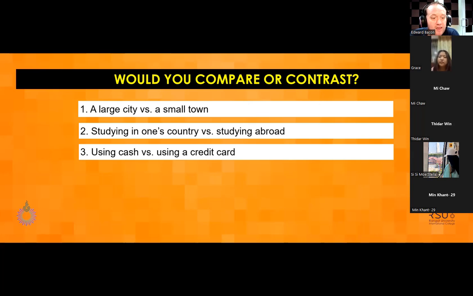In both of these, you can compare or contrast. But how about for you? For using cash or using credit card, what comes to mind first? A comparison or a contrast? Contrast. Okay, so for example? For example, I would say that using a credit card is more convenient. Okay, very nice.